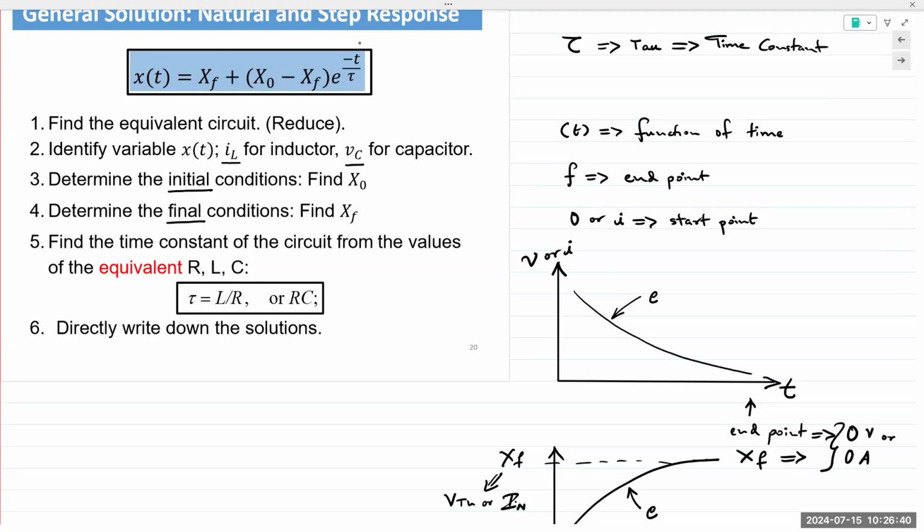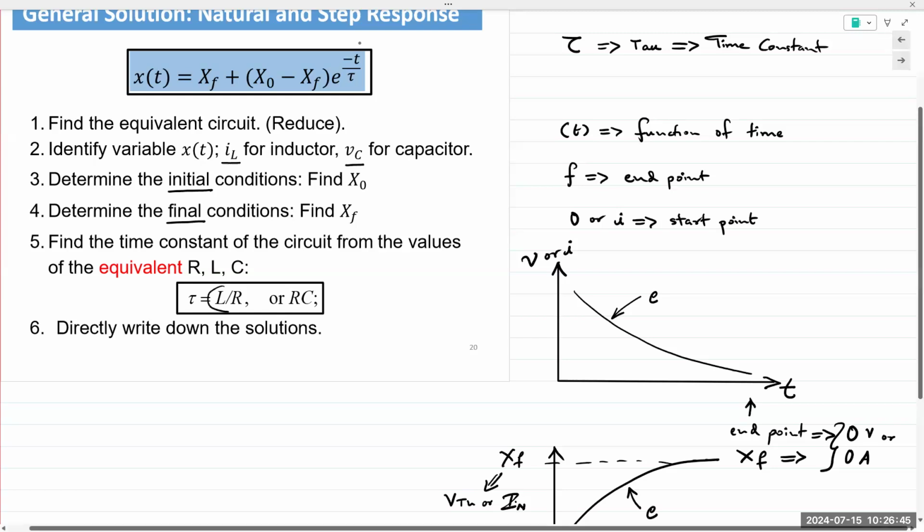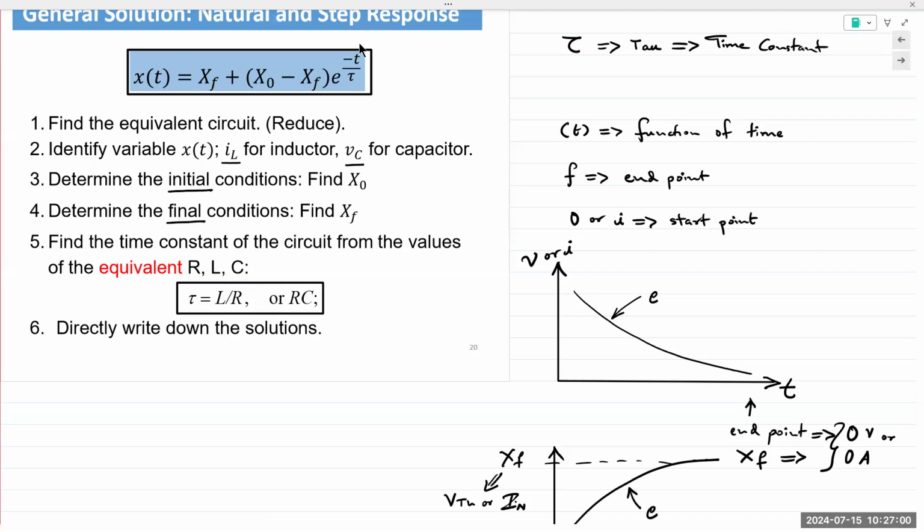So for an RL circuit, meaning an inductive circuit, tau is L divided by R. For an RC circuit, it is simply the product of R and C. So tau for an RL circuit is L divided by R. For an RC circuit, it is R times C.